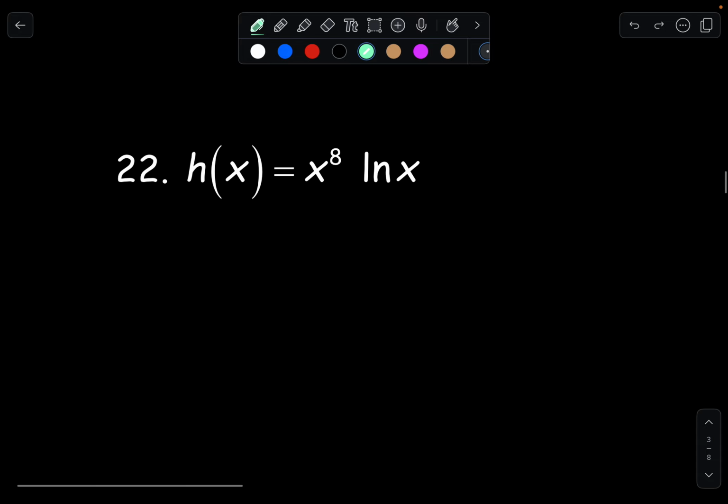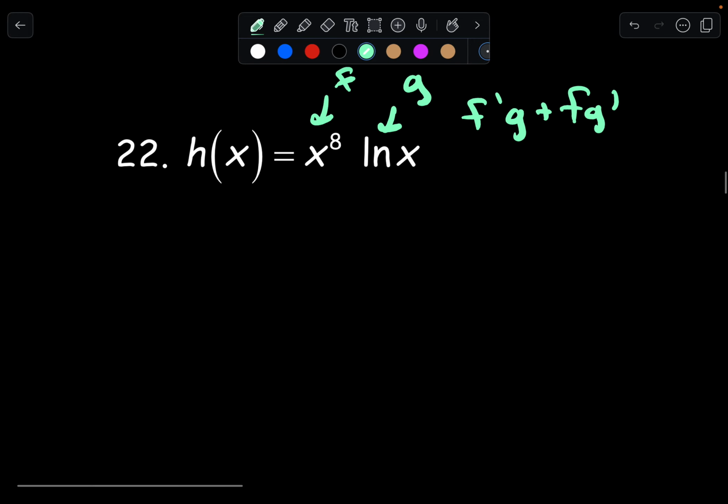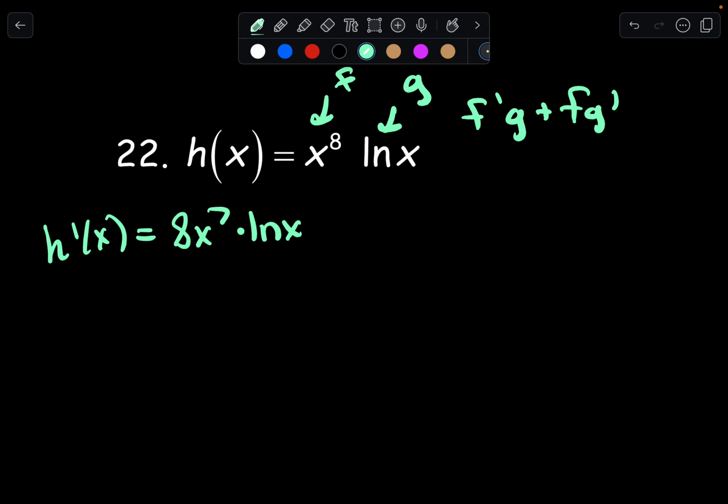22, we have h of x is equal to x to the 8th times natural log of x. We have another product rule. So we have f prime of g plus fg prime. X to the power of 8 is f. Natural log of x is g. Okay, so h prime of x. We use the power rule for f, so we'll have 8x to the power of 7. We already differentiated a function, so we will leave natural log of x the same, plus f, which is x to the power of 8, and then the derivative of natural log of x is 1 over x, or u prime over u. In this case, u is x, and then u prime would just be 1, so it's just 1 over x.